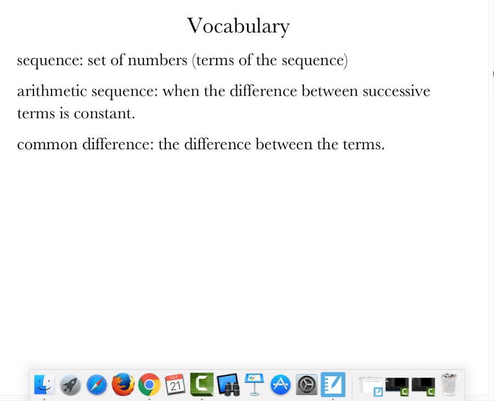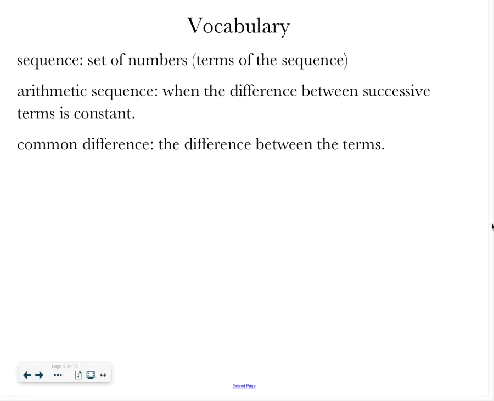So let's quickly review a few items that you might have seen before. A sequence is a set of numbers. We'll talk about the terms of a sequence. An arithmetic sequence is when the difference between successive terms, so that means in order, is constant, and the common difference is the difference between those terms.